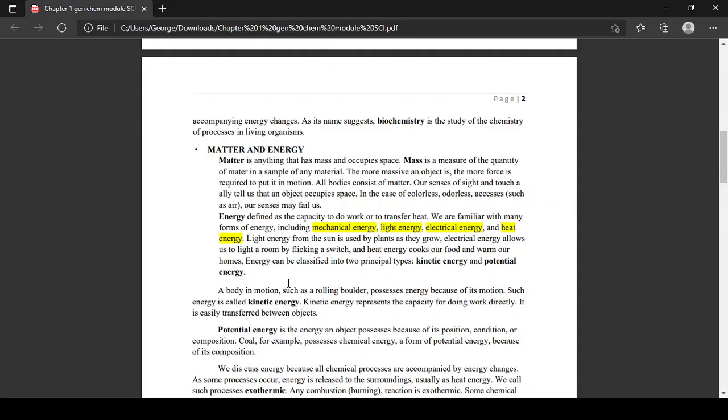So all bodies consist of matter. Our senses of sight and touch already tell us that an object occupies space. In the case of colorless or odorless gases such as air, our senses may fail us, but they are still matter because air occupies space. Although we can no longer see it, it occupies space.